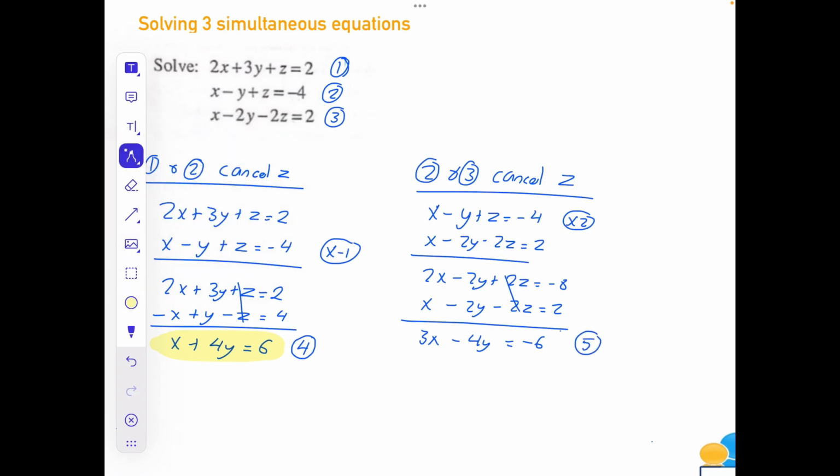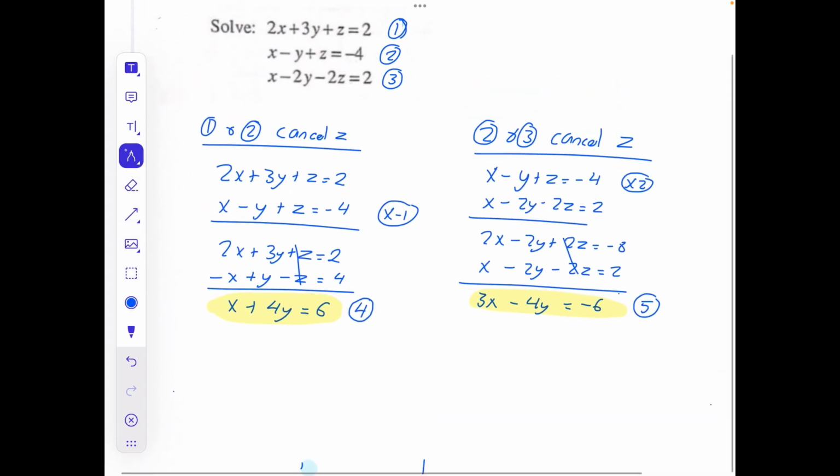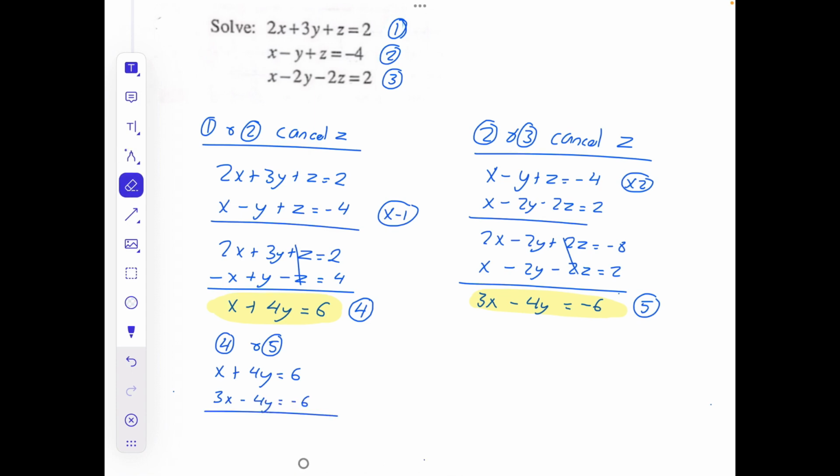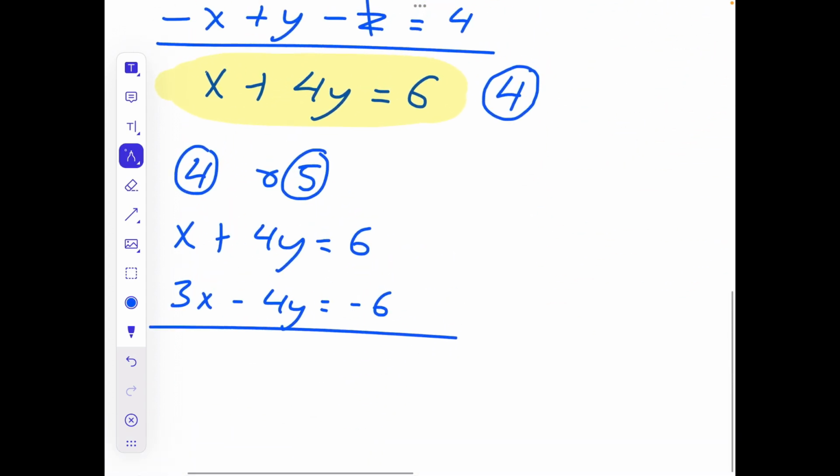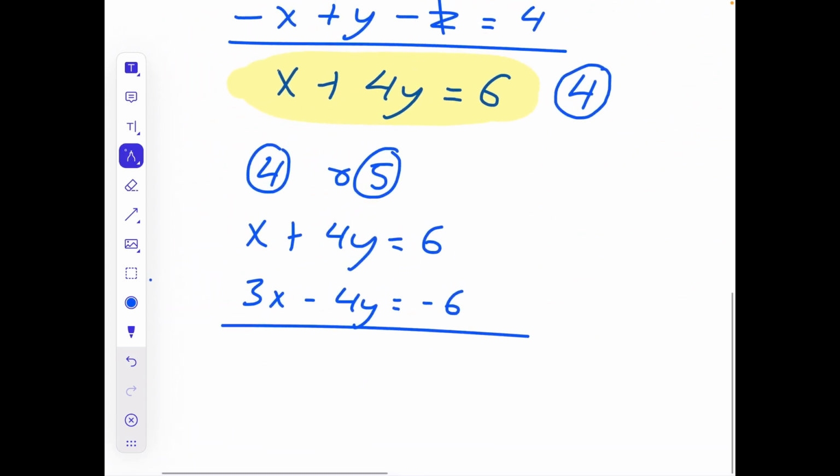Again, I'm going to highlight it because it's super important, and it's going to be used in our next step. So we've done 1 and 2 and we've cancelled z. We've done 2 and 3, we've cancelled z. Now we're going to take equation 4 and 5. So we have x plus 4y is equal to 6, and 3x minus 4y is equal to -6. Now, what I was saying earlier about your junior cert simultaneous equations being very important, we are now back to a junior cert simultaneous equation.